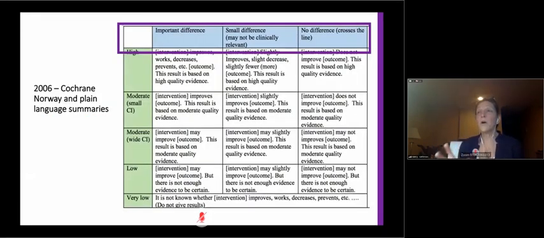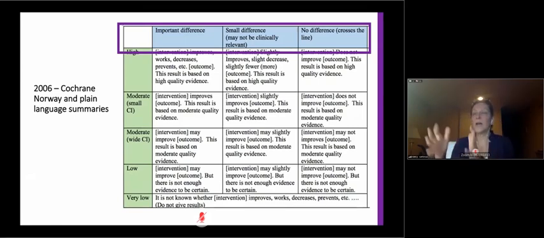Because again, there are two concepts. One is about the certainty, and one is about the size of the effect. So the first way that we were thinking about communicating the size of the effect is if we said to authors, you need to think about what is an important effect or an important difference. You need to also think about what would be small, that might be a small increase or a small decrease in death. And then you need to think about what would be something that you would say, oh, that's negligible. There's really no important difference at all.